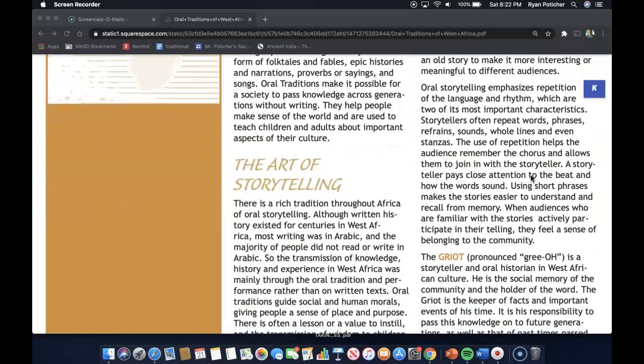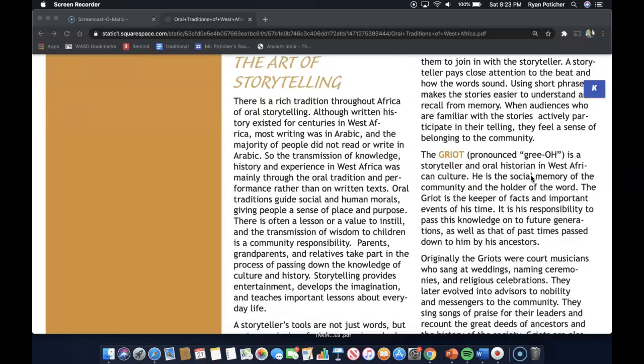They also add new material to an old story to make it more interesting or meaningful to different audiences. Oral storytelling emphasizes repetition of the language and rhythm, which are two of the most important characteristics. Storytellers often repeat words, phrases, refrains, sounds, whole lines, and even stanzas. The use of repetition helps the audience remember the chorus and allows them to join in with the storyteller. A storyteller pays close attention to the beat and how the words sound. Using short phrases makes the stories easier to understand and recall from memory.